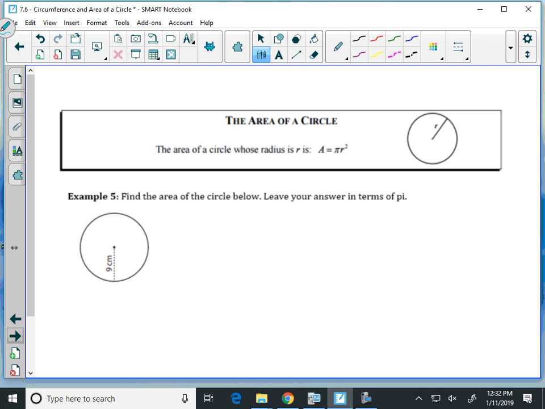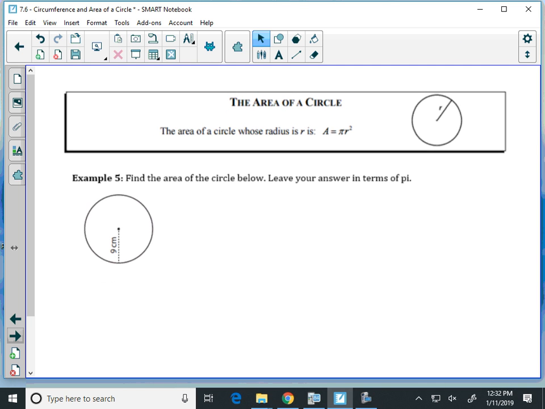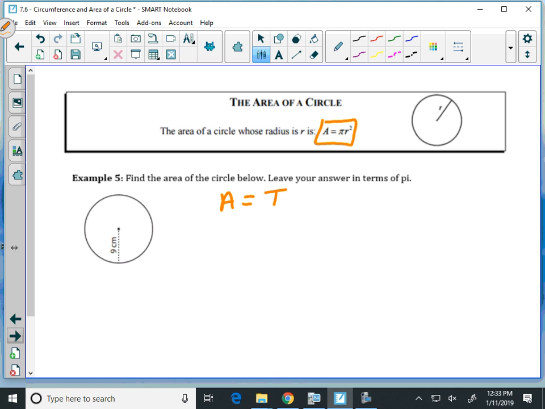Another important thing to know about circles is the area. The formula for the area of a circle is pi r squared. You're given this formula, along with the circumference, so you don't have to worry about memorizing these formulas. Let's find the area of the circle in example 5. So I'm going to write down the formula for area. Similar to circumference, you just take the radius and plug it in.